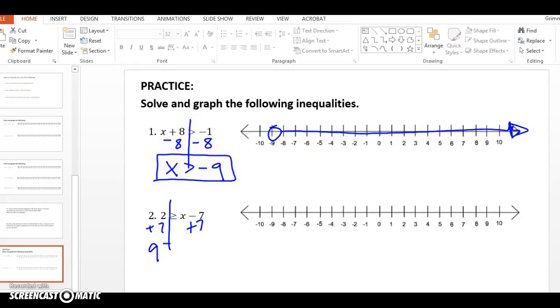So this would be 9 is greater than or equal to x. So we'd have to have this. And then we come over here to 9 and we fill in the circle this time. And that says 9 is greater than or equal to x. So if it's including the 9, it doesn't want things like 10, 11, all of these. We would shade in this direction and fill in the circle.